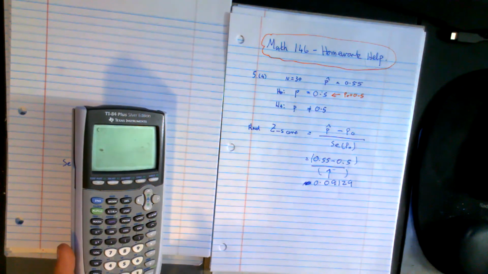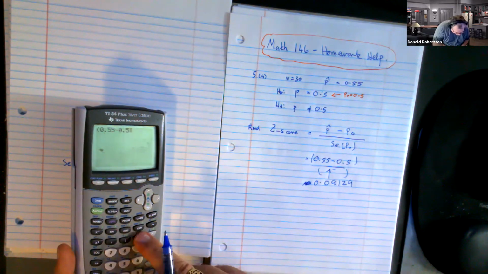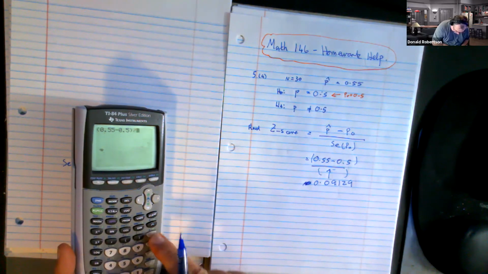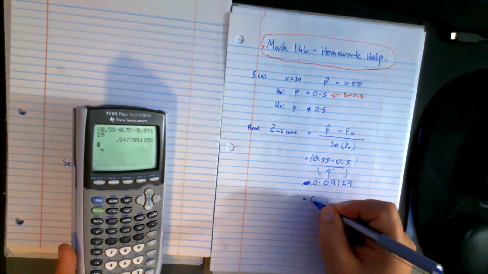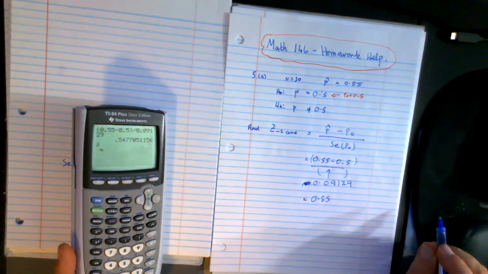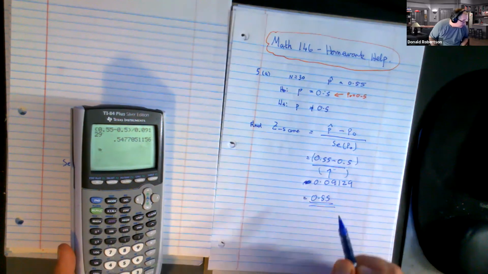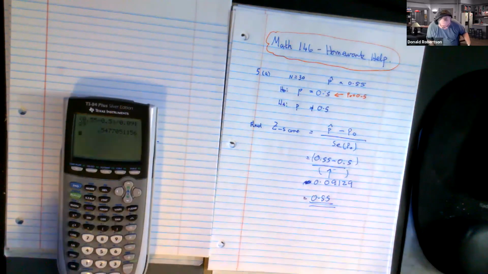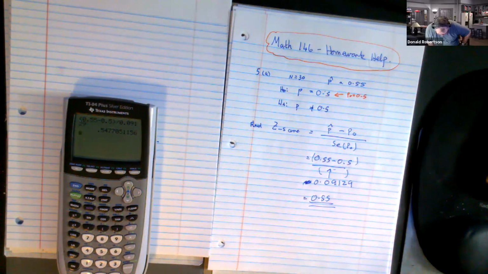I've got it. 0.55, take away 0.5, divided by 0.09129, and the answer is 0.55. Was it 0.09 or 0.9? Yeah, it was 0.55, and that is, in fact, the correct answer.